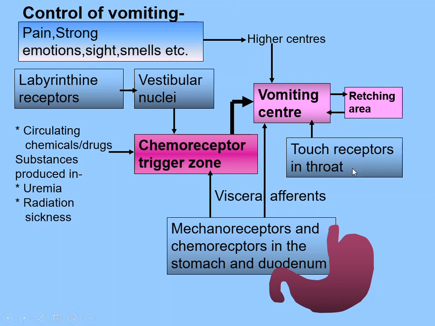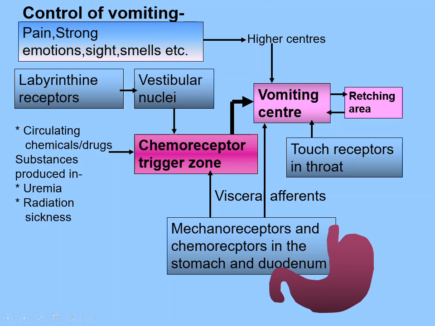When we get drugs, chemicals, circulating chemicals, drugs, and substances producing uremia, or radiation sickness, those types trigger the chemoreceptor trigger zone. When the chemoreceptor trigger zone is triggered, it sends impulses to the vomiting center, which then causes vomiting.